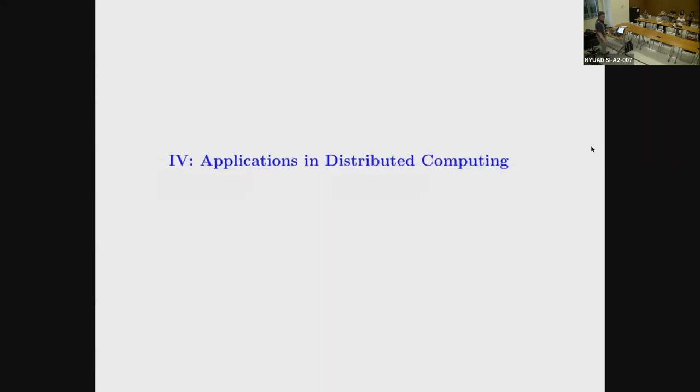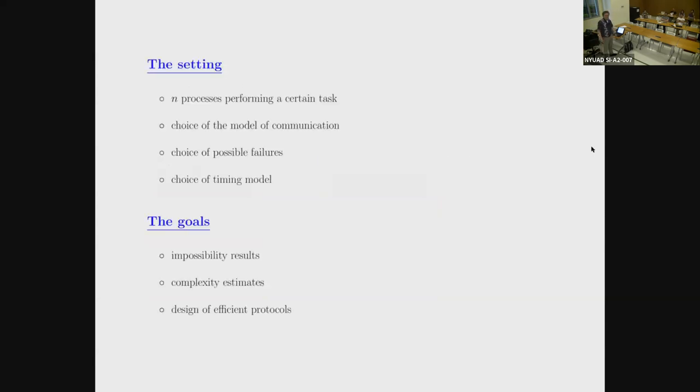Okay, so if you allow me the last 15 minutes, I think that's correct, I want to talk a little bit about applications, still within mathematics, but now I want to go outside of mathematics and go to applications in distributed computing.